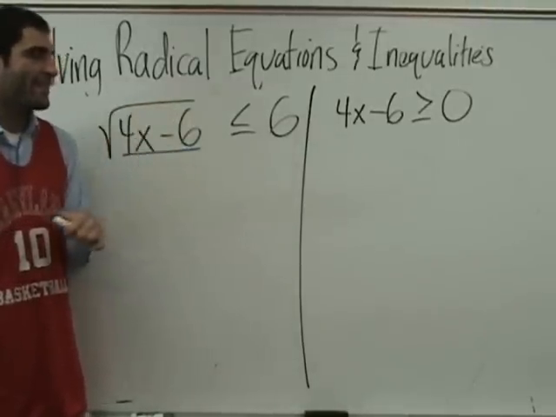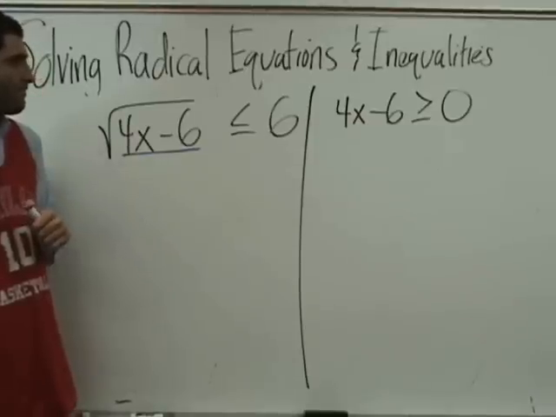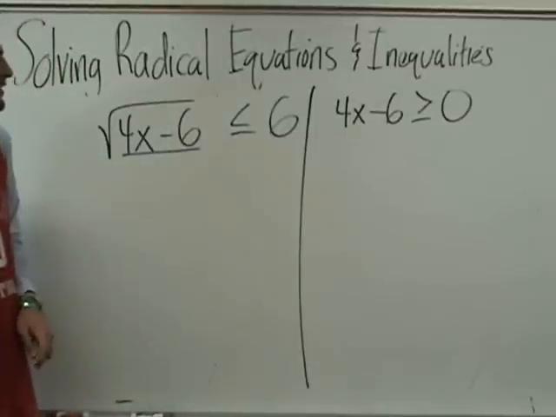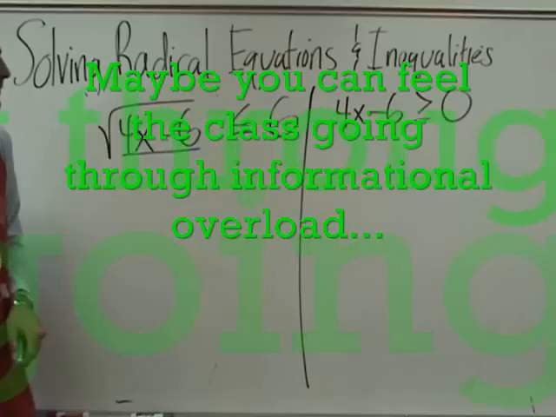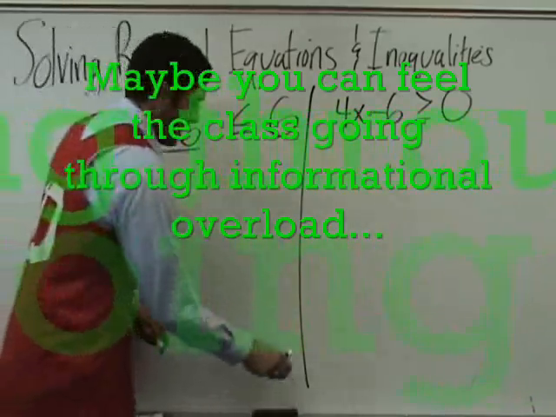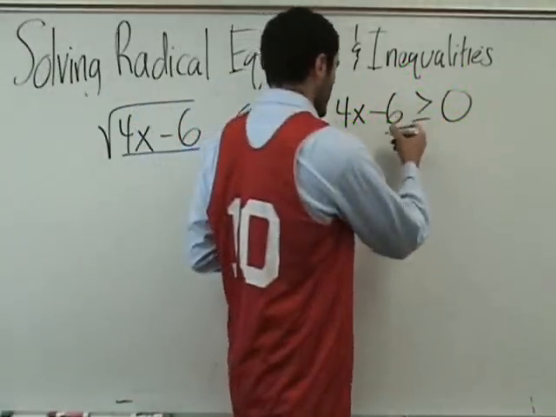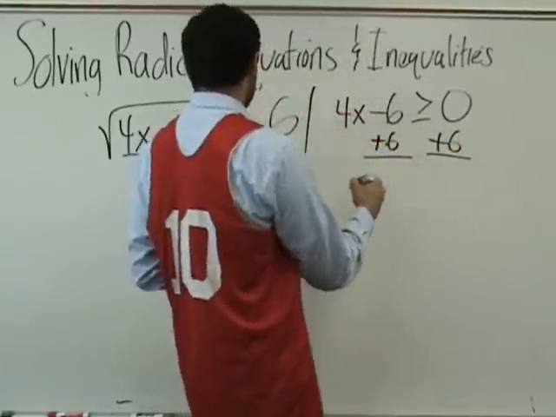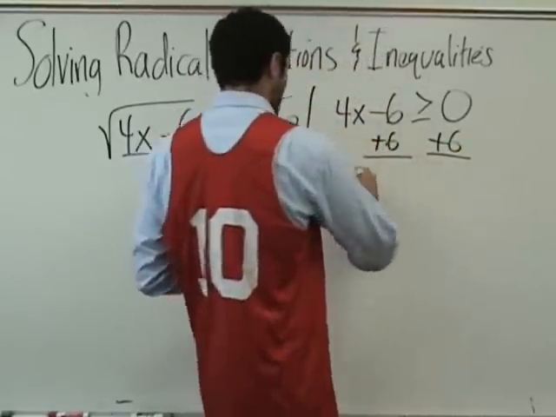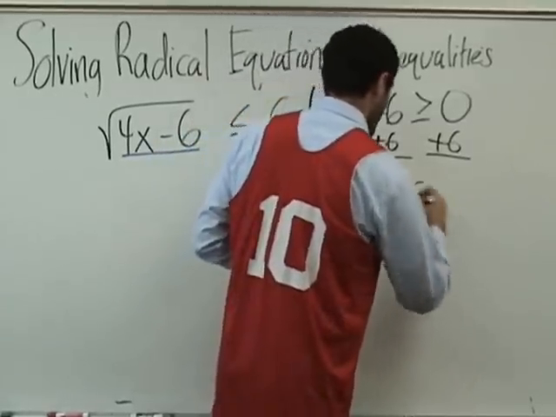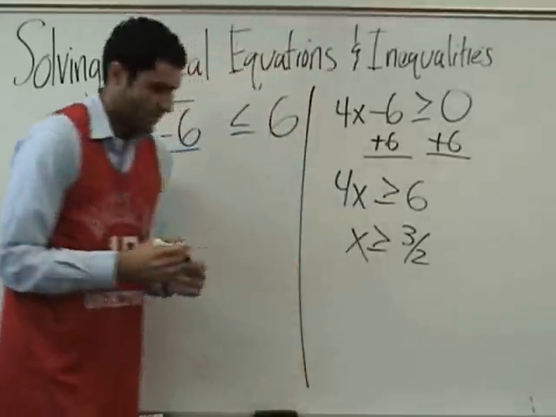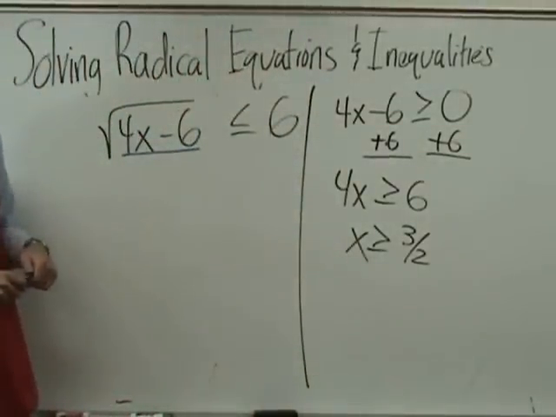That's very important. So 4x minus 6 is greater than or equal to 0. We add 6 to both sides. That's 4x greater than or equal to 6. x is greater than or equal to 3 over 2. Where did you get 3 over 2? Divide both sides by 4.